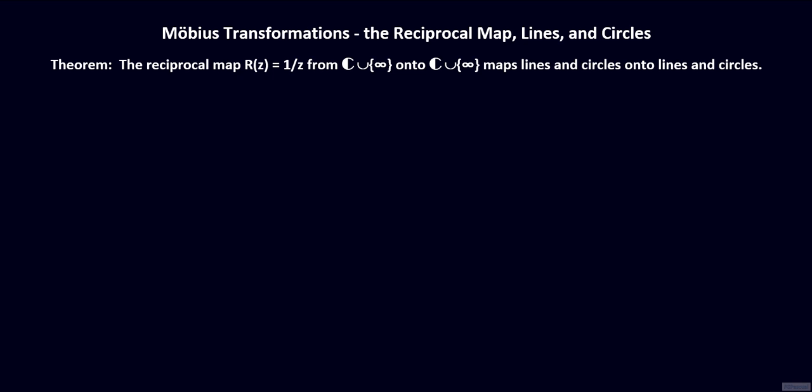In this lecture, we will show that the reciprocal map R of z equals 1 over z, which we define over the extended complex plane, maps lines and circles onto lines and circles. Lines and circles are collectively referred to as clines, and so, according to the theorem, the reciprocal map maps clines onto clines.